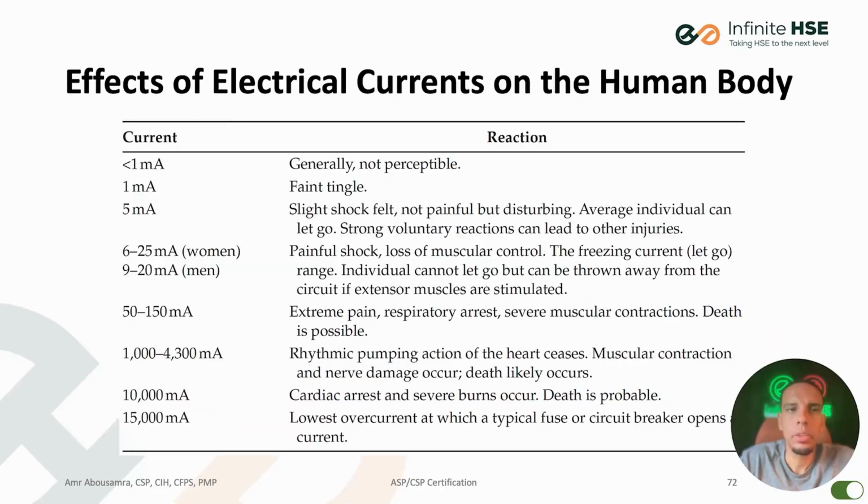In this table, the table starts from less than 1 milliampere, which people usually won't feel at all. At 1 milliampere, you'll start to feel the current a little, and then it gradually increases until you reach numbers like 10,000 milliamperes. Problems with heartbeats and death may become certain at that point. So for this table, you should generally be aware of the effects of electricity, as you might be asked about something like this in the exam.